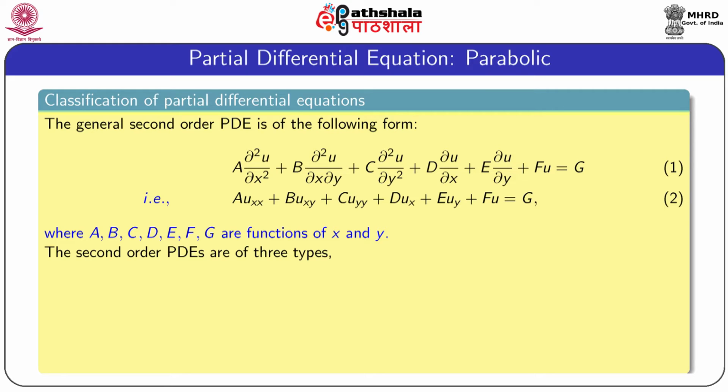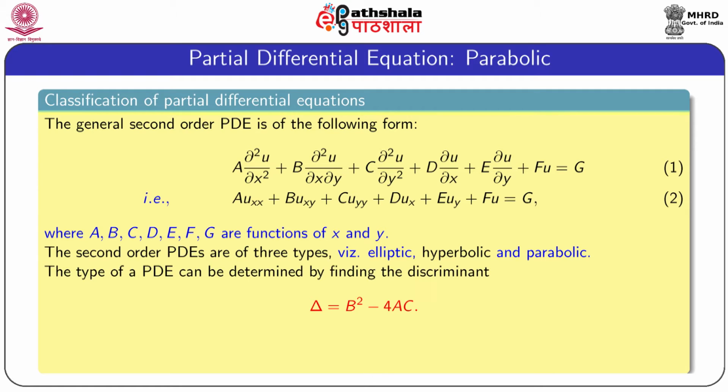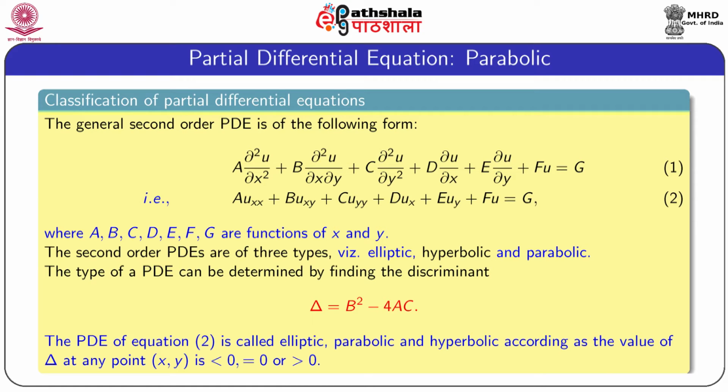The second order PDEs are of three types. The first one is called elliptic type, the second one is hyperbolic type and the third one is parabolic type. So, all second order partial differential equations can be divided into these three groups. The type of a PDE can be determined by finding the discriminant, which is defined as delta equal to b square minus 4 a c, where a, b, c are mentioned in equation 1 or 2. Depending on the values of delta, we can classify the second order partial differential equation.